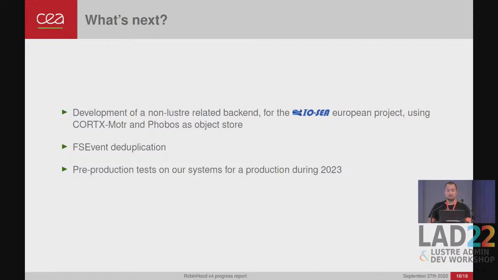Also, as you saw in the previous slide, the last demonstration, we will have to work on FS event deduplication to avoid having multiple events concerning the same file. Just merge them, saying that you need to retrieve the last attributes that are modified. And also, as I said, as a starting point, we will need to have RBH v4 ready for clusters. So pre-production tests will begin really soon on our systems to have Robinhood in production during 2023.